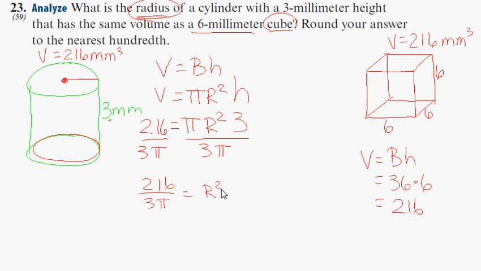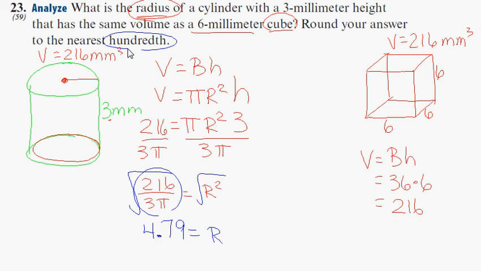How do I get r by itself? I take the square root of both sides. Now, if you're clever with your calculator, you should be able to enter all of this into your calculator at one time and then take the square root of it. If you got the same thing I got, you should end up with 4.79. And I rounded it to the nearest hundredth. I hope you do that as well. Let me know if you get something different than what I got.